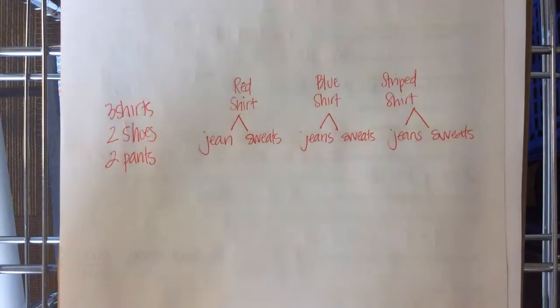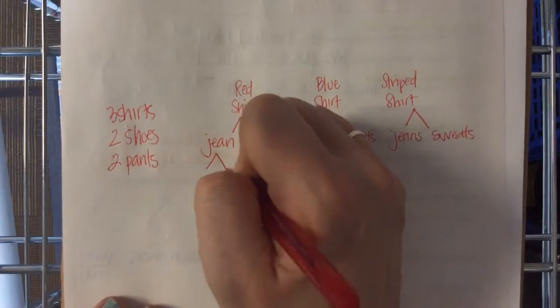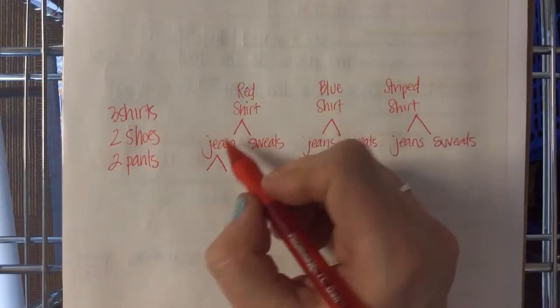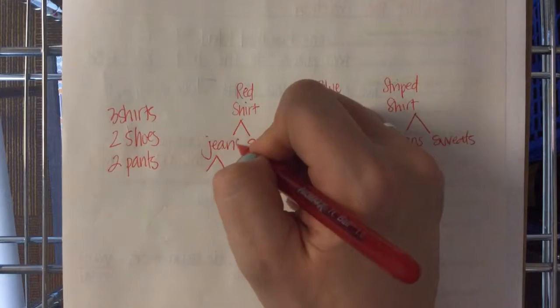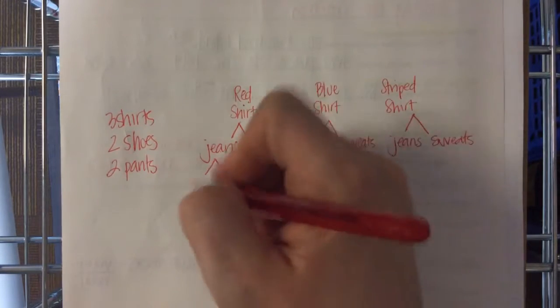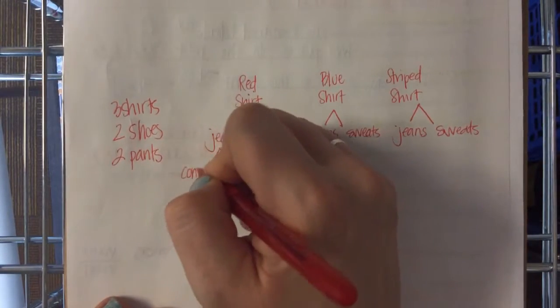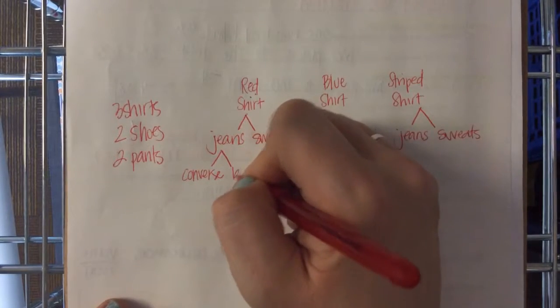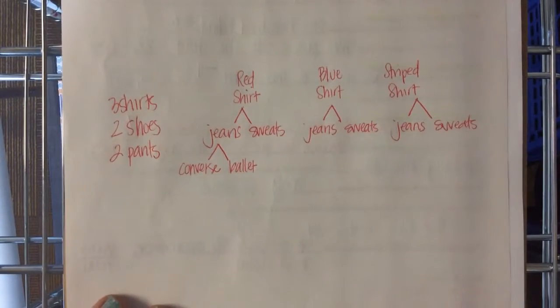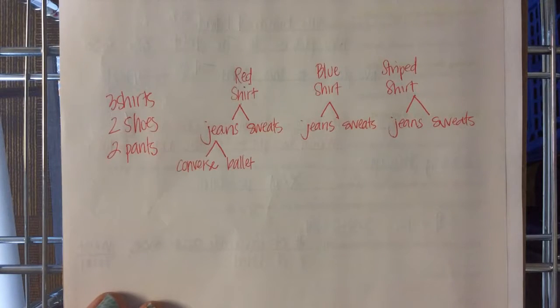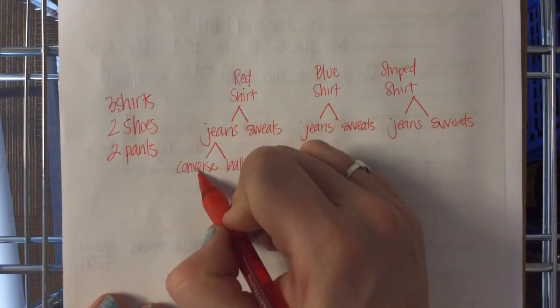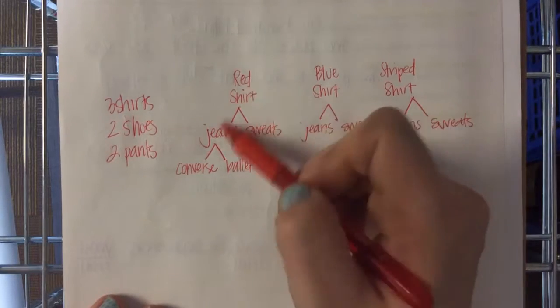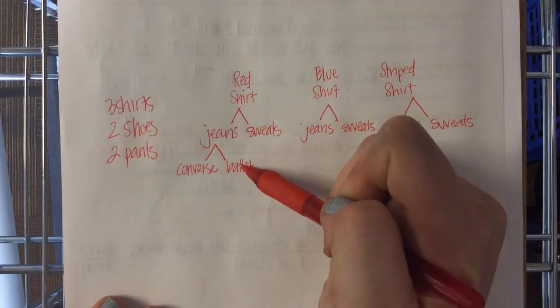Am I done with shirts? No. Am I done with jeans or with my pants? Now what do I move on to? Shoes. All right, so with my red shirt, I could wear my jeans. My red shirt, my jeans, and my Converse. And I heard ballet shoes. So red shirt, jeans, and Converse. Or red shirt, jeans, and ballet shoes.